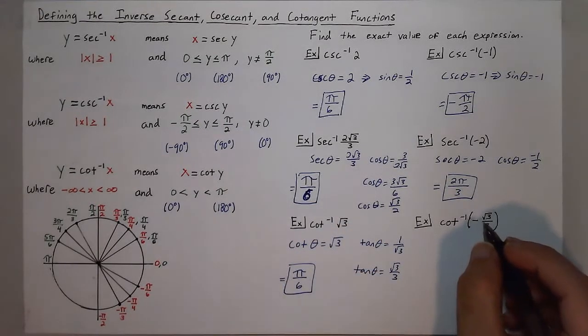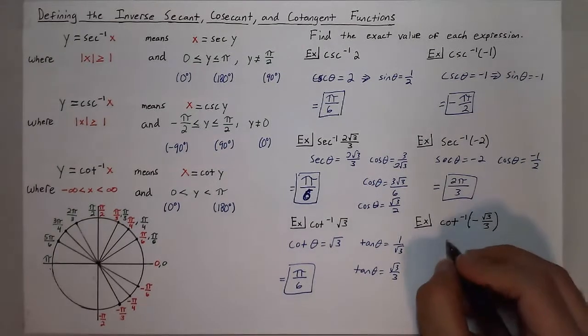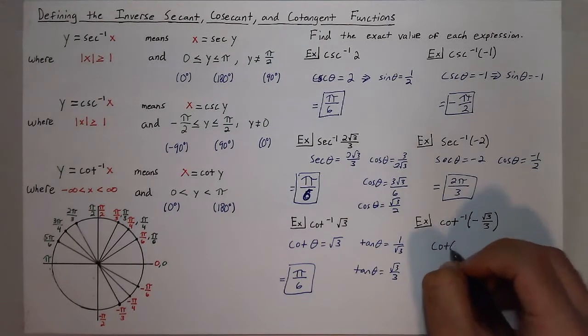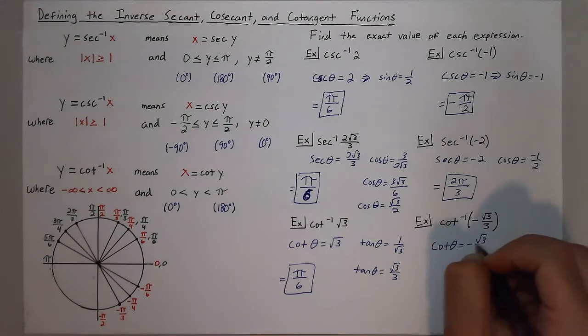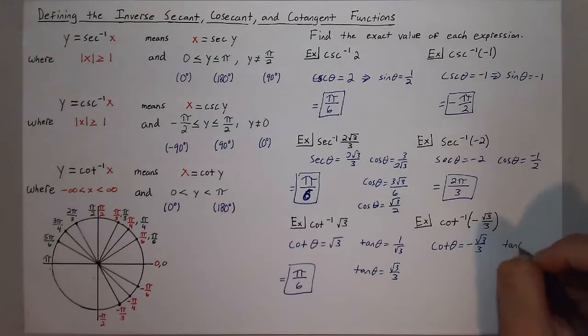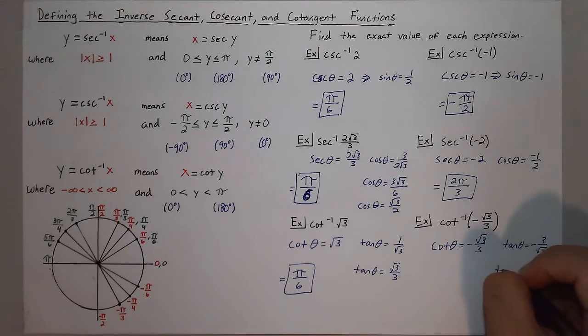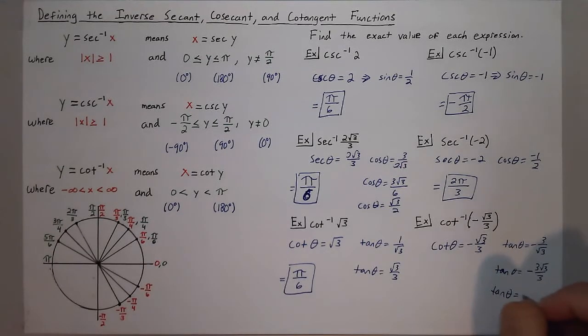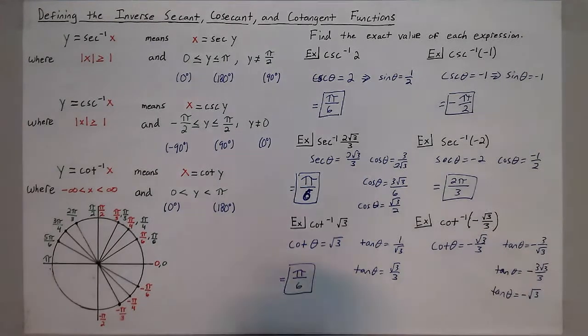Now when we get to the negatives, this is where something tricky comes up. So cotangent inverse of negative square root 3 over 3 can be rewritten as cotangent of theta is equal to the negative square root of 3 over 3. Or tangent of theta is equal to negative 3 over square root of 3, which again, when rationalized, gives me negative 3 square roots of 3 over 3. And then lastly, just negative square root of 3, which for tangent, tangent is equal to negative square root of 3 at negative pi over 3.